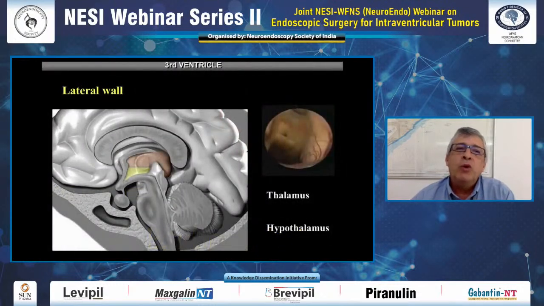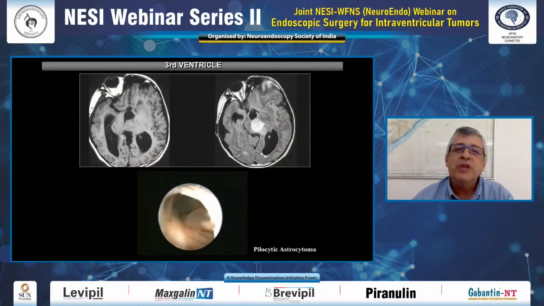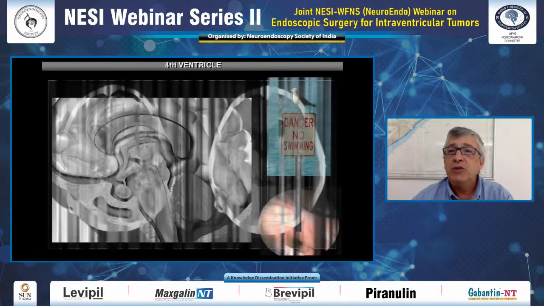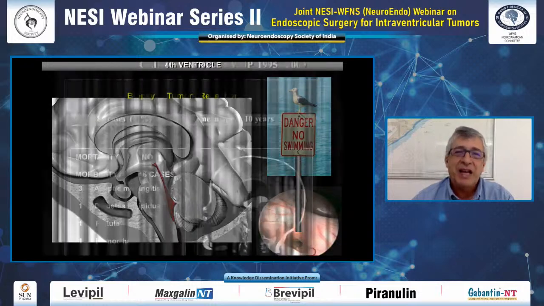In the lateral wall, we will have the thalamus, some thalamic lesion with cystic component. It's possible to remove the cystic component and to remove part of this tumor by endoscopy. What about the aqueduct and the fourth ventricle? I think it's a dangerous region, not to go to the fourth ventricle through the aqueduct.